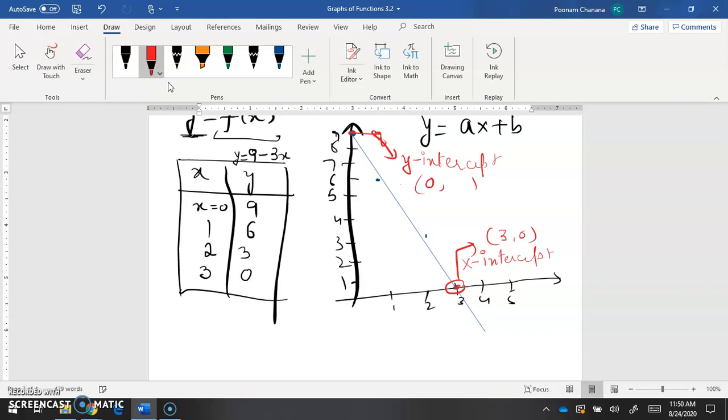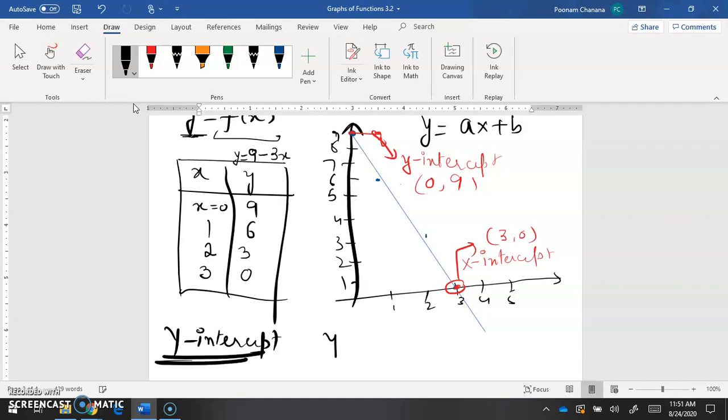X value is 0 and y value is what? 9. So if you look at the graph, you kind of already found the x-intercept and y-intercept. But we want to learn how to do that algebraically. So let's try to find the y-intercept algebraically first.